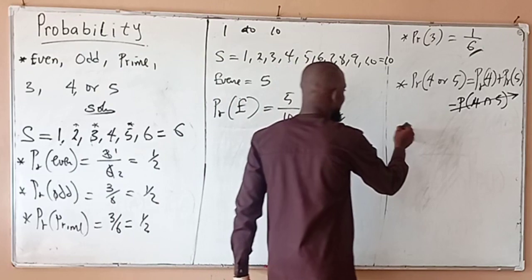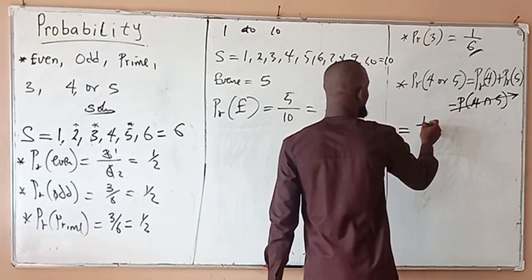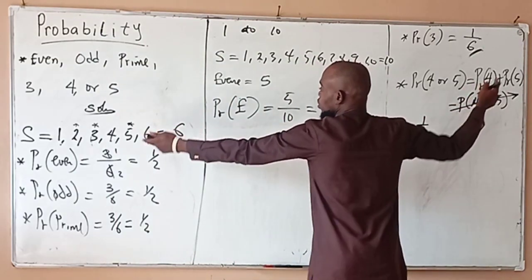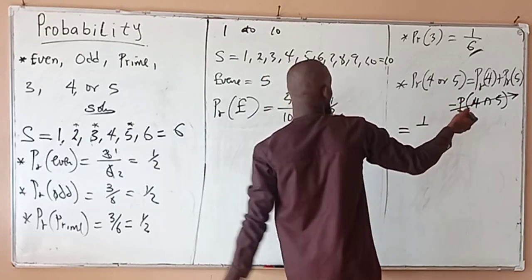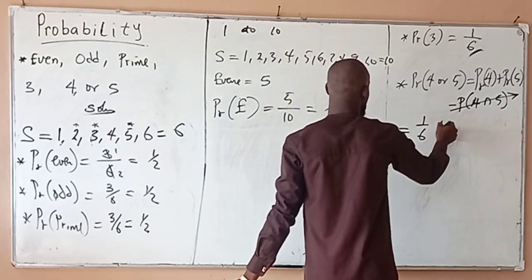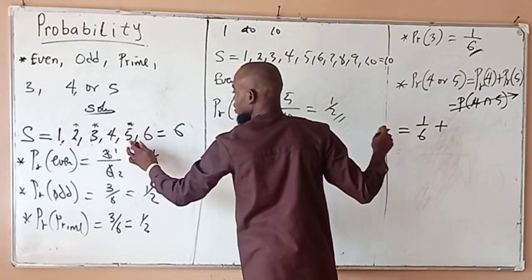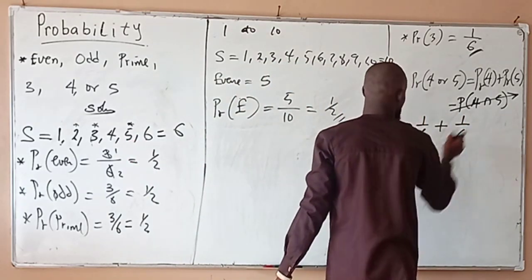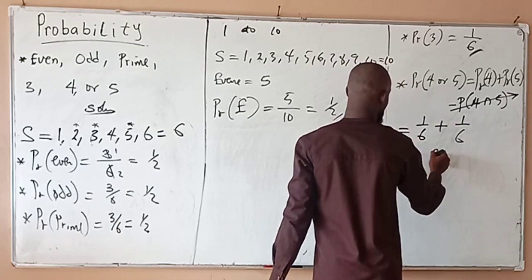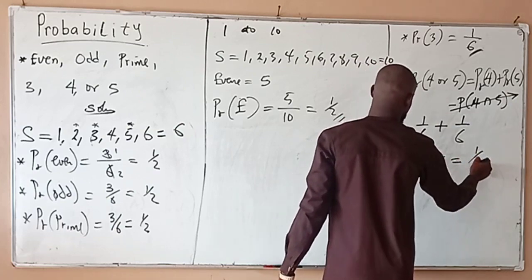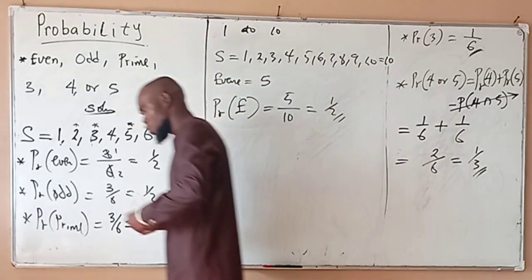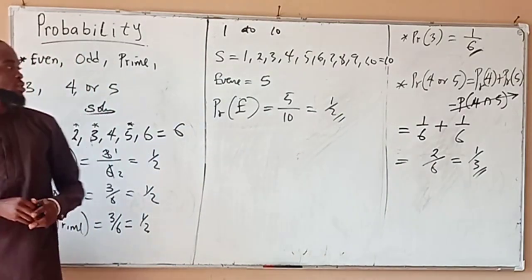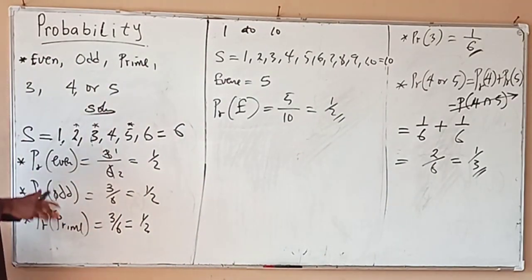So what we are going to have is the probability of 4, which is 1 over... What is the probability of having a 4? Just only 1 event showing 4, divided by the sample space 6. What is the probability of having a 5? Just 1 event showing a 5, 1 over 6. Then this one is impossible. That will give us 2 over 6, which is 1 over 3. That is the probability of having a 4 or a 5.